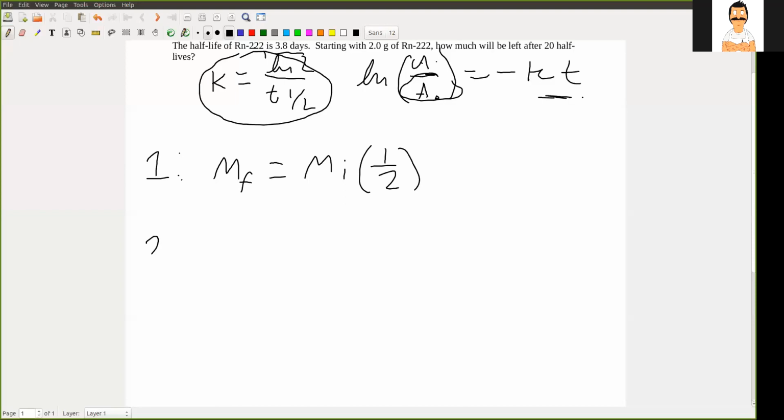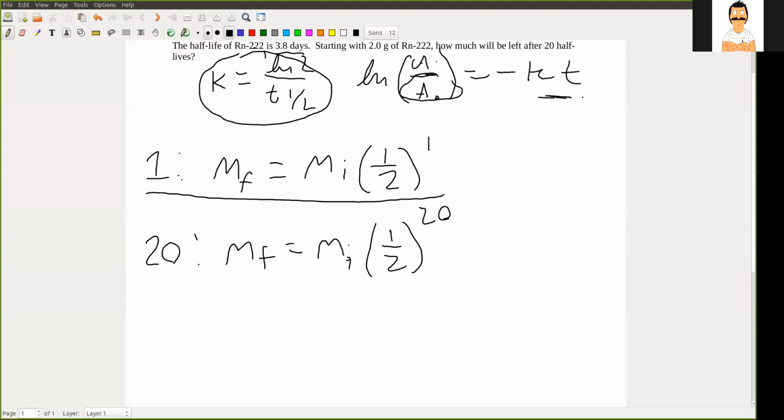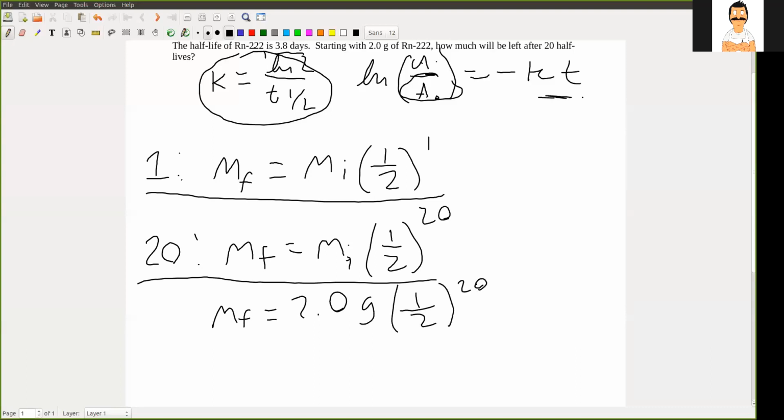Similarly, you could do for 20 half-lives, our final mass is equal to our initial mass times 1/2 to the 20th power, because this one is the equivalent of saying 1/2 to the first power. So this is 1/2 to the 20th power. And if you do it this way, then it's a little simpler. So we say our final mass is equal to 2.0 grams times 1/2 to the 20th power. So you take 1/2, raise it to the 20th power, and then multiply by 2.